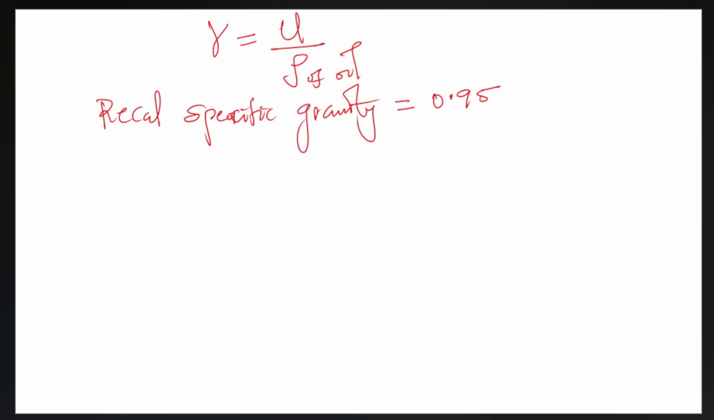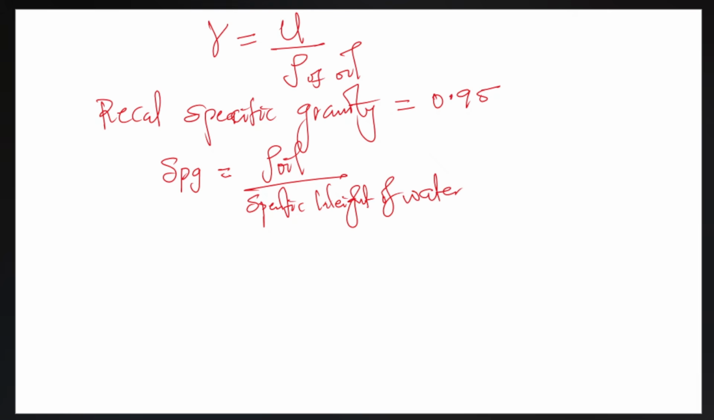Now recall the specific gravity of a particular fluid, but remember the fluid you are given here was oil. So you have to get the specific gravity of oil, which was already given to you to be 0.95. So the specific gravity will be equal to the density of oil divided by the specific weight of water. And we know that the specific weight of water is always 1000 kilogram per meter square.